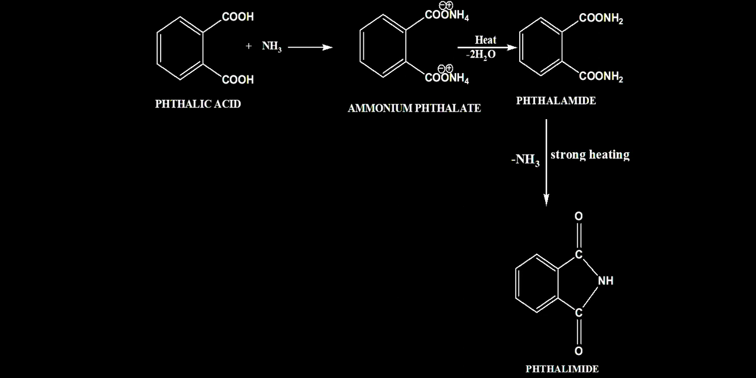That ammonium phthalate, when heated, gives you phthalimide, which you can clearly see. It loses 2 molecules of water on heating. Then the phthalimide on strong heating gives you phthalimide. Okay, so our answer is phthalimide, which you can easily see in the option given.